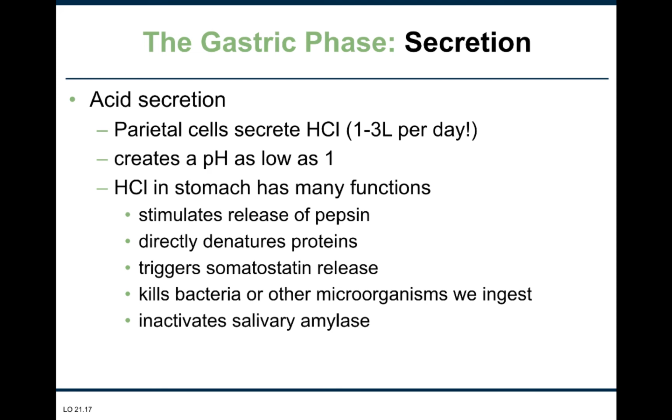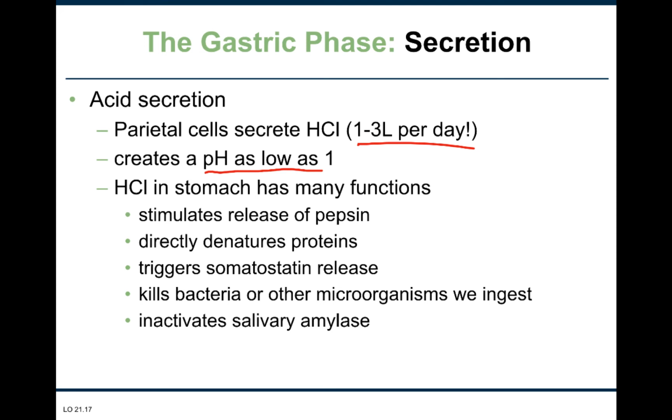All right, a little more on hydrochloric acid itself, or just acid. Those parietal cells, on average, an adult will produce around 1 to 3 liters of hydrochloric acid per day. That's a lot of a very strong acid. And as a result, at any given time, the environment in your stomach has a pH as low as 1. That's extremely acidic. It's one of the most acidic environments that I know of.